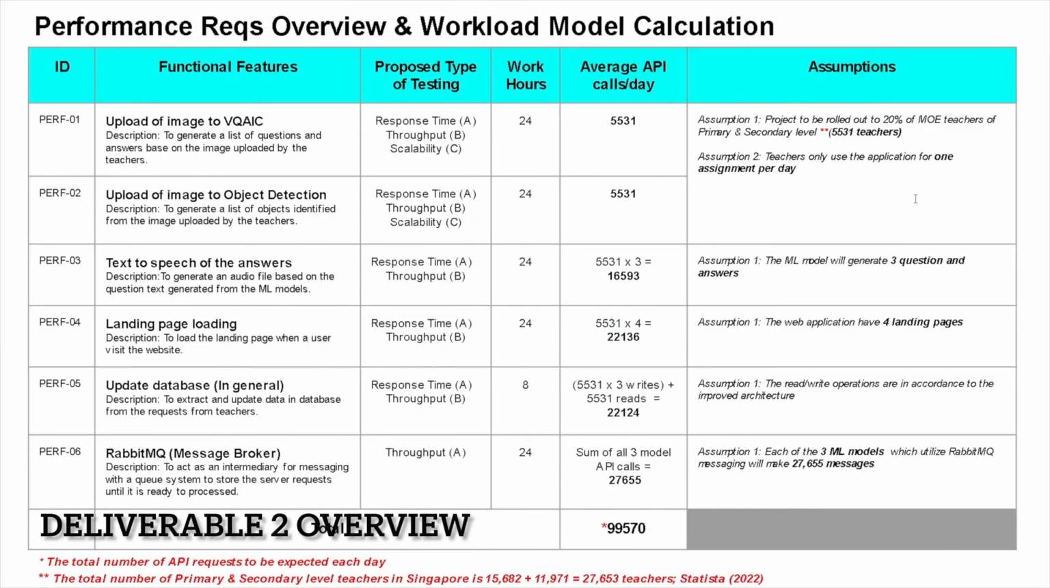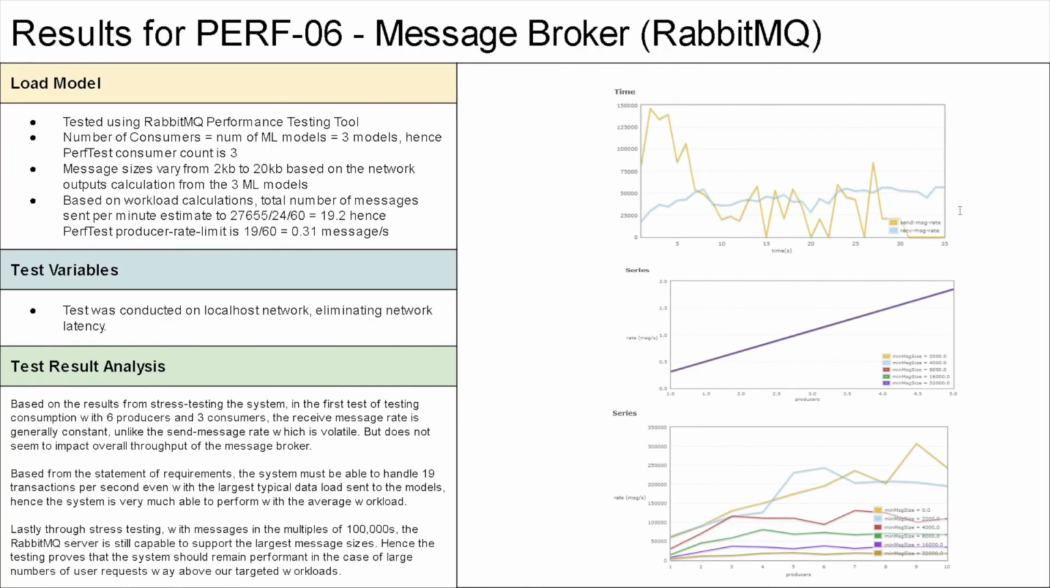Generally, most of the performance requirements that we tested for are response time and throughput. For most of our ML models and other application containers, we use JMeter to test it. But for our communication broker, which is RabbitMQ, we use their own performance testing tool, which is called PerfTest, to test for throughput, and the following are the results generated.